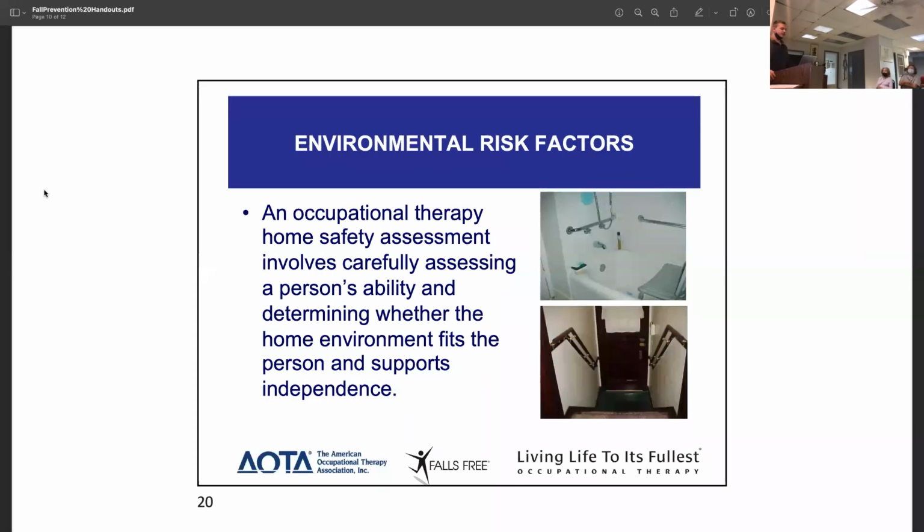So, what is the occupational therapy difference when it comes to home safety? To make your home safer, as I was just saying, we identify fall risk factors as a first step. An occupational therapy home safety assessment involves carefully evaluating a person's abilities and determining whether the home environment fits the person and supports independence. So room by room checks for safety hazards, combined with a thorough assessment of a person's functioning in the home, provide a complete picture of home safety.